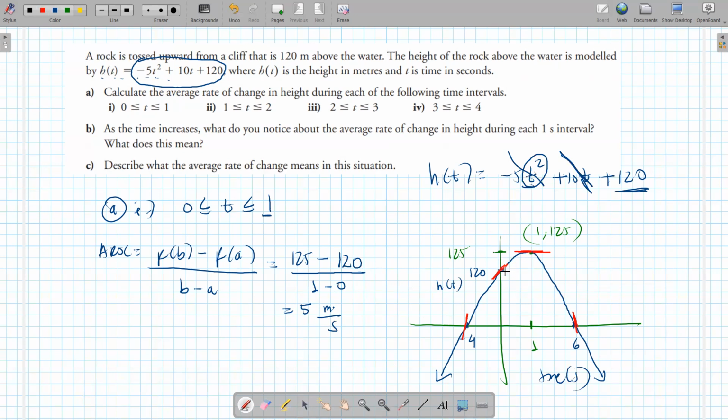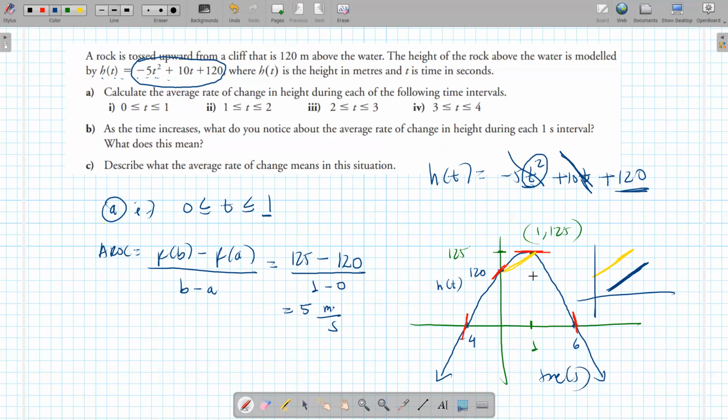Does the slope being positive between 0 and 1, which is this secant line here, make sense? Is this a positive slope or a negative slope? It's increasing, right? The y values are increasing, so the slope should be positive. Yes, it does make sense.